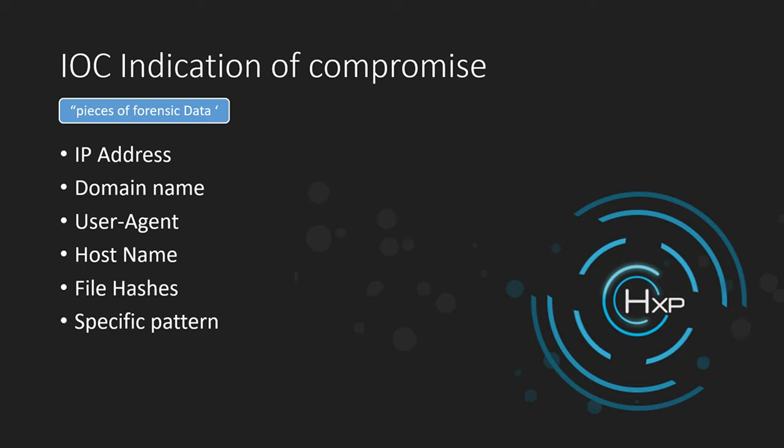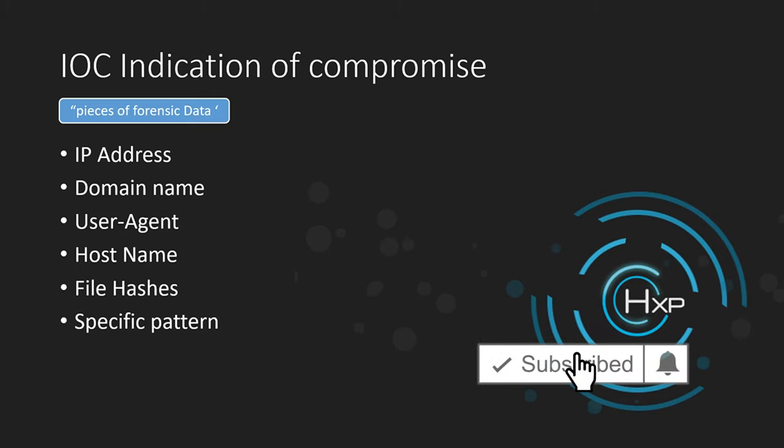IOCs, simply explained, are pieces of forensic data that we collect during an analysis. For example, IP addresses, domain names, user agents, and all the rest of the things that are here, which can be some of the IOCs that can be collected during a cyber investigation.